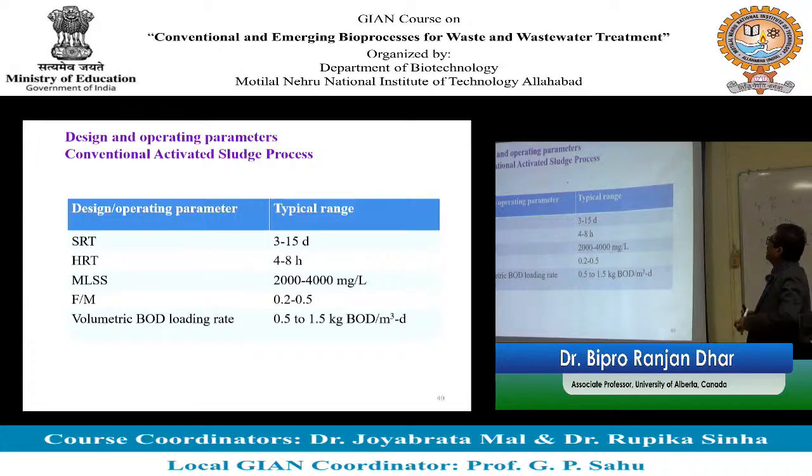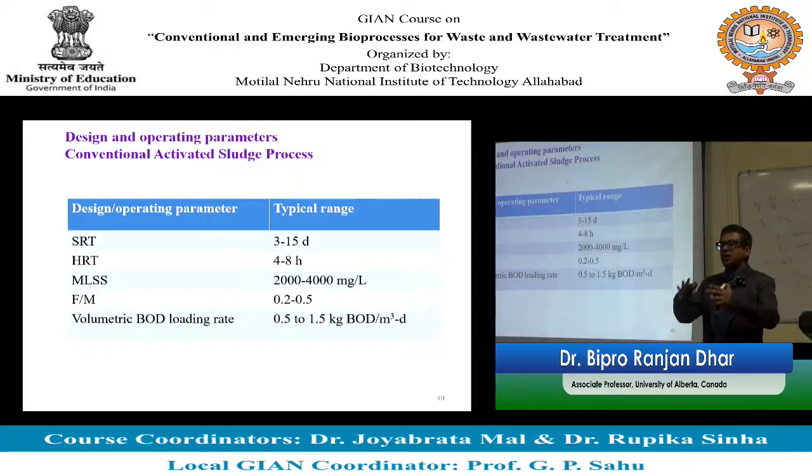So the typical operating range for a conventional activated sludge process is SRT 3 to 15 days, HRT 4 to 8 hours, MLSS concentration 2000 to 4000 milligram per liter, F/M between 0.2 to 0.5, and volumetric BOD loading rate 0.5 to 1.5 kilogram BOD per meter cube per day. It's kind of like I'm summarizing everything we learned so far. So you want to be within this range, okay? And this is for domestic wastewater, but for industrial wastewater it might be a little bit different, right?